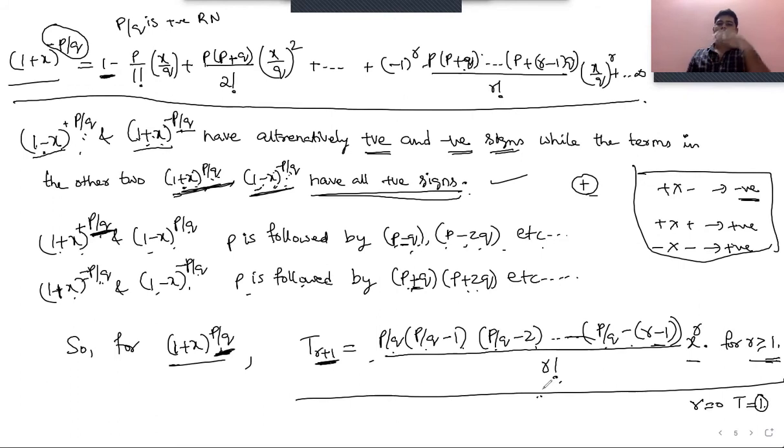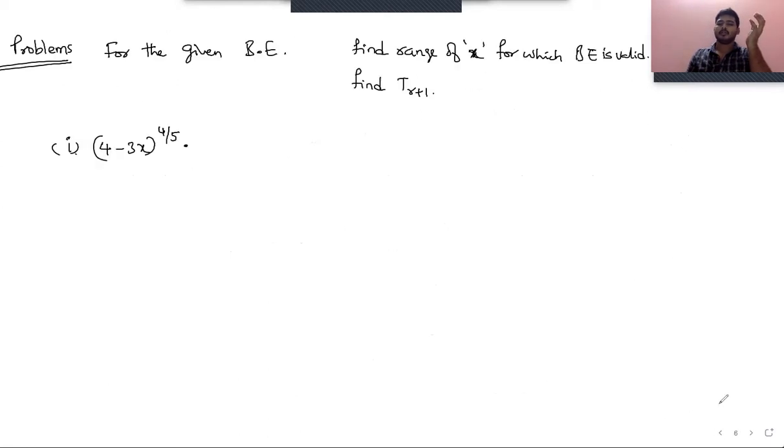So until now, we have seen all the possible configurations when the index is a rational number. Right now, we'll solve 1 or 2 questions in each of them so that you can understand more. Okay. So this is a given binomial expansion, right?